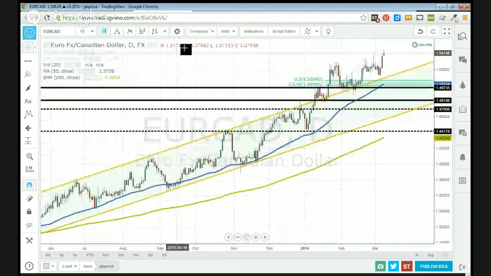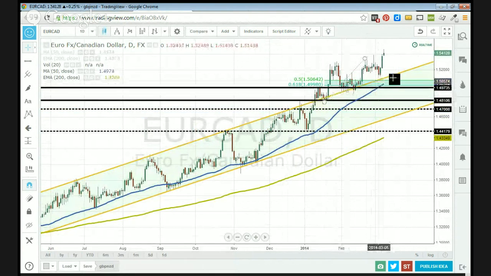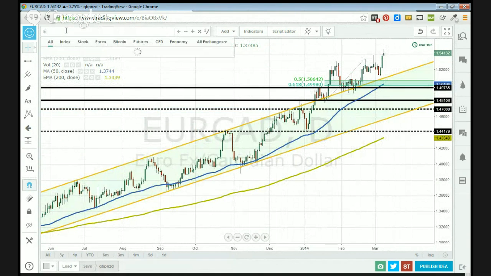Euro Canada, still waiting for that pullback. We've talked about this a lot over the past few weeks. It's been on quite a tear. I'm happy to ride this trend if we get a sufficient pullback. The really nice pullback was right here. I did not trade it. I was in other trades at the moment. But let's see if we can come back here to that 50 simple moving average. I think that'd be nice. Okay, so it's Euro Canada.